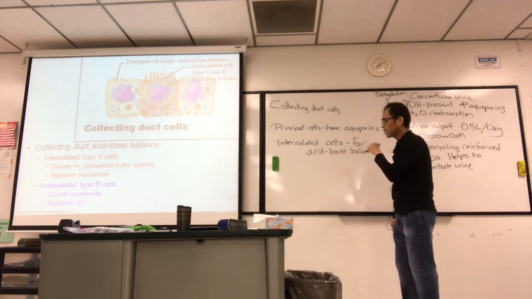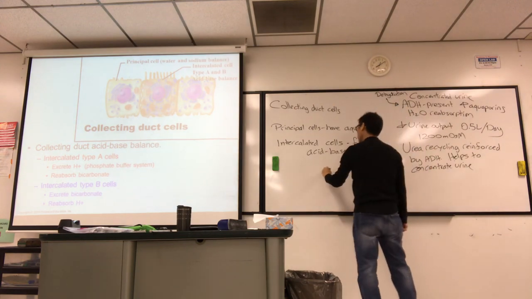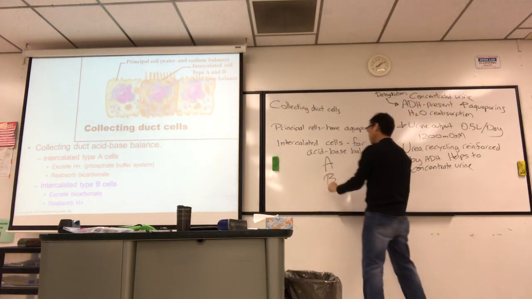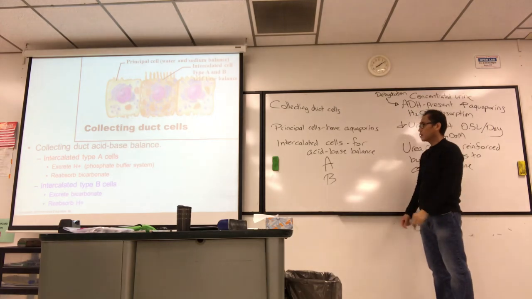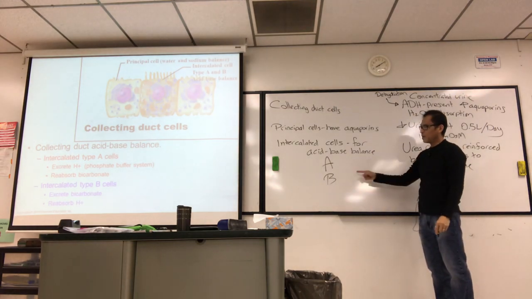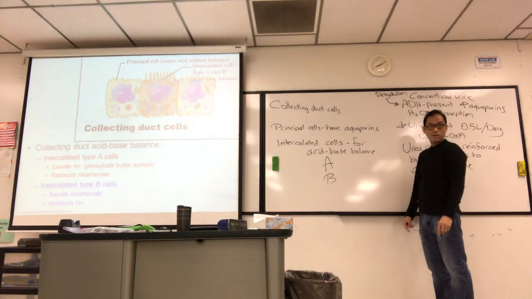Actually, these intercalated cells, there are two types. There's an A, there's a B. Type A intercalated cell, type B intercalated cell. Okay.